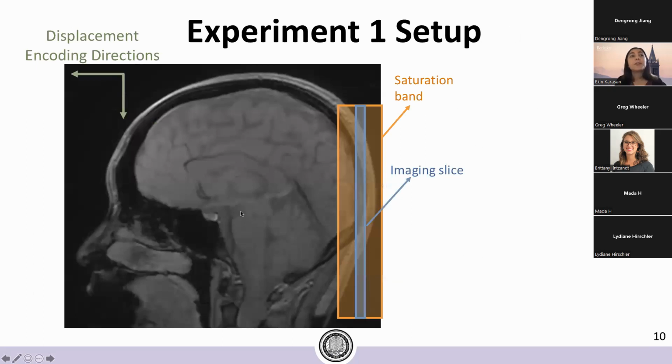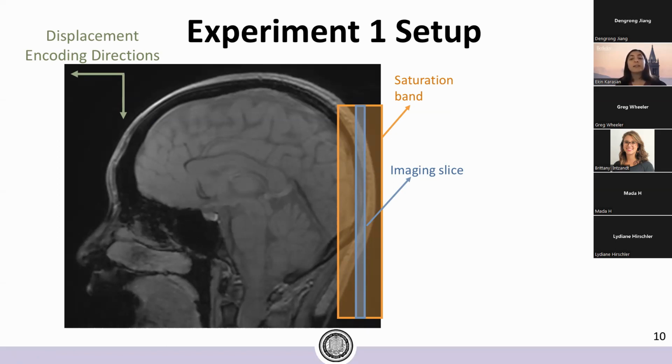So here are some more details for the first experiment. We image a 2-dimensional coronal imaging slice, and we place a saturation band over our imaging slice in order to suppress signal from static tissue. The displacement encoding directions are shown, resulting in a 2-dimensional sagittal displacement spectrum for each of our image voxels. And we also acquire our displacement spectra at multiple different mixing times.